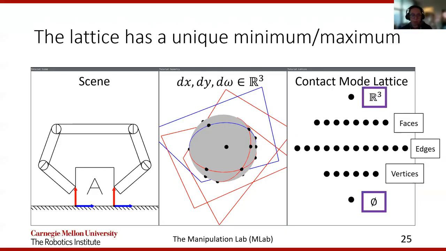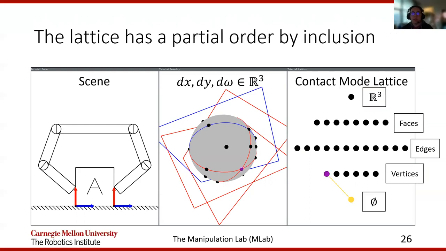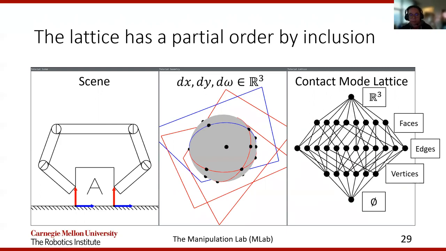The lattice structure also, for completeness, has a unique maximum and minimum, which correspond to an empty set versus the whole space. And the lattice has a partial order by inclusion. So the vertices include the empty set, obviously. Each edge will include two vertices. Each face will include some number of edges. When you put it all together, you have the full lattice structure.